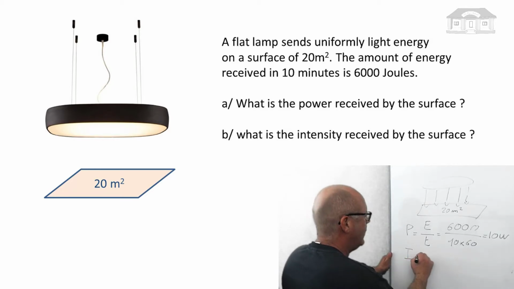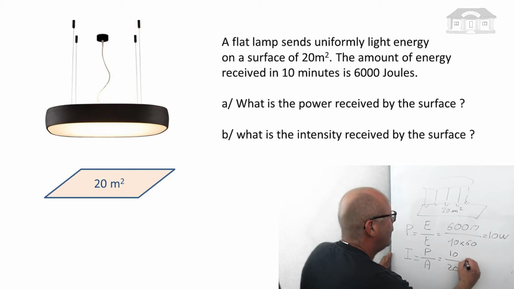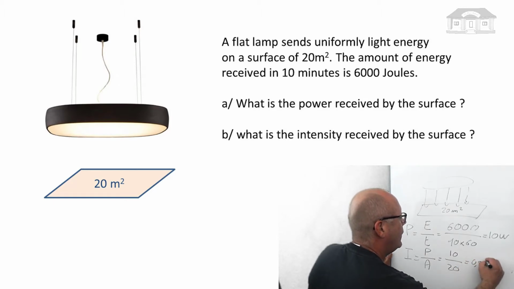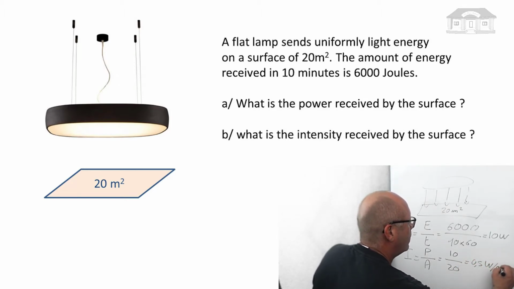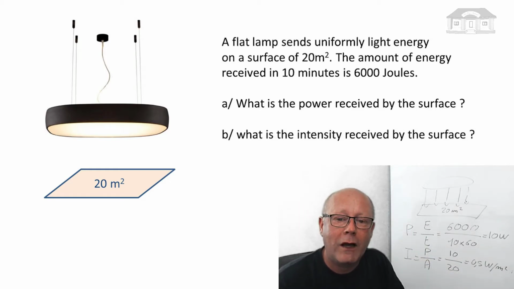We can write it mathematically. The intensity equals power divided by the area, which is 10 divided by 20 square meters. So each square meter receives 0.5 watts. That means each square meter receives 0.5 joules every second.